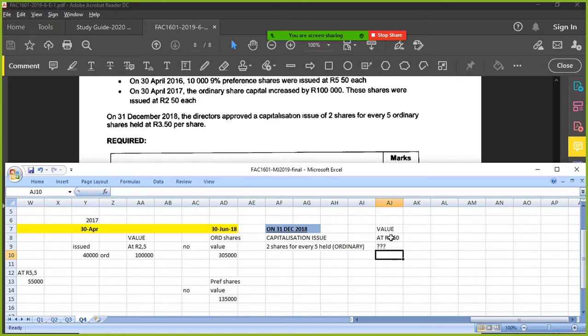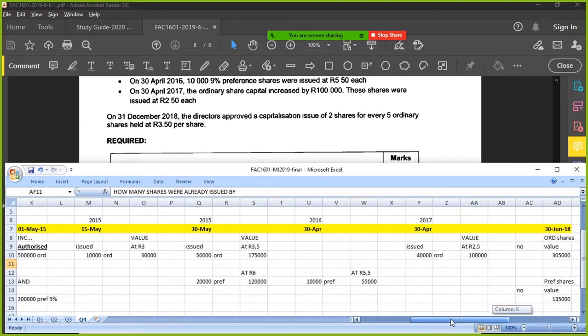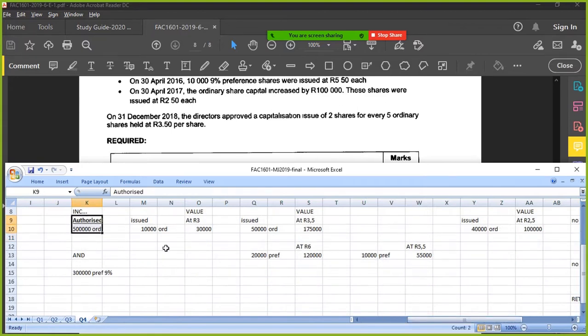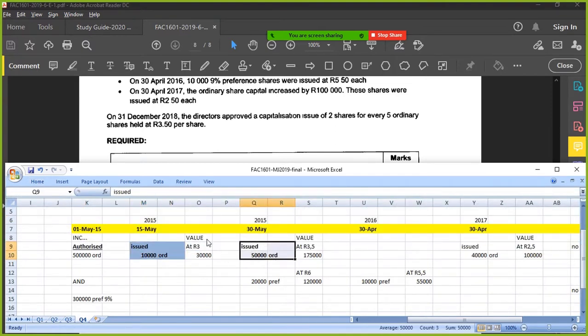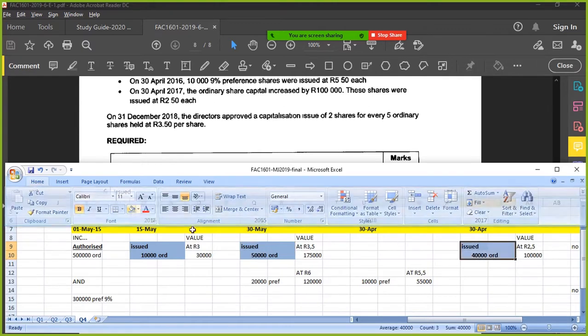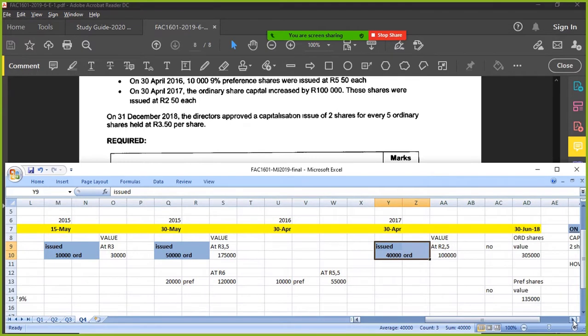Okay, so the question is, how many shares were already issued by 31st of December? All right, so then you go back and you look at your diagram. That was authorized, that wasn't issued. This was issued. This was issued. This was issued. Was anything else? No, that looks like it.